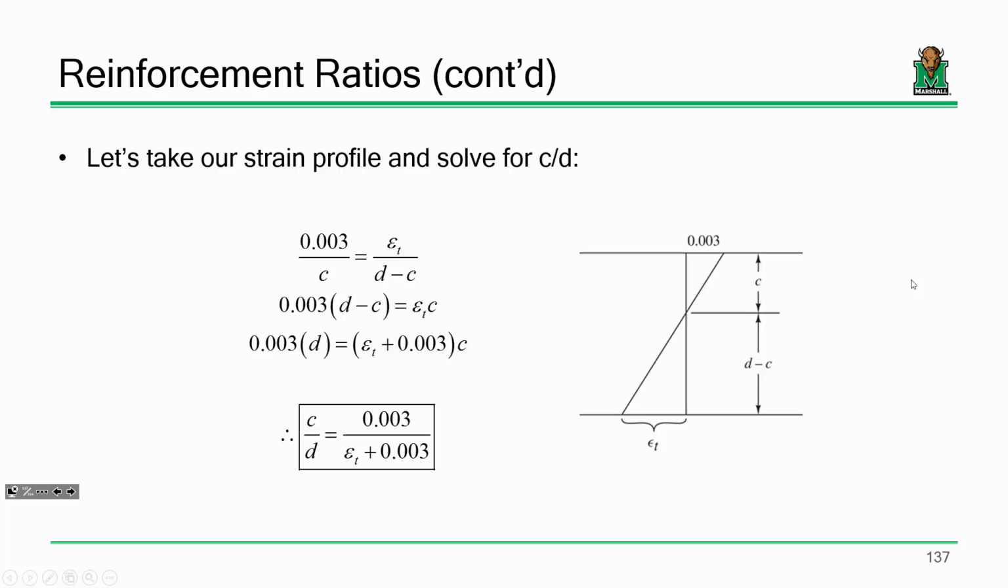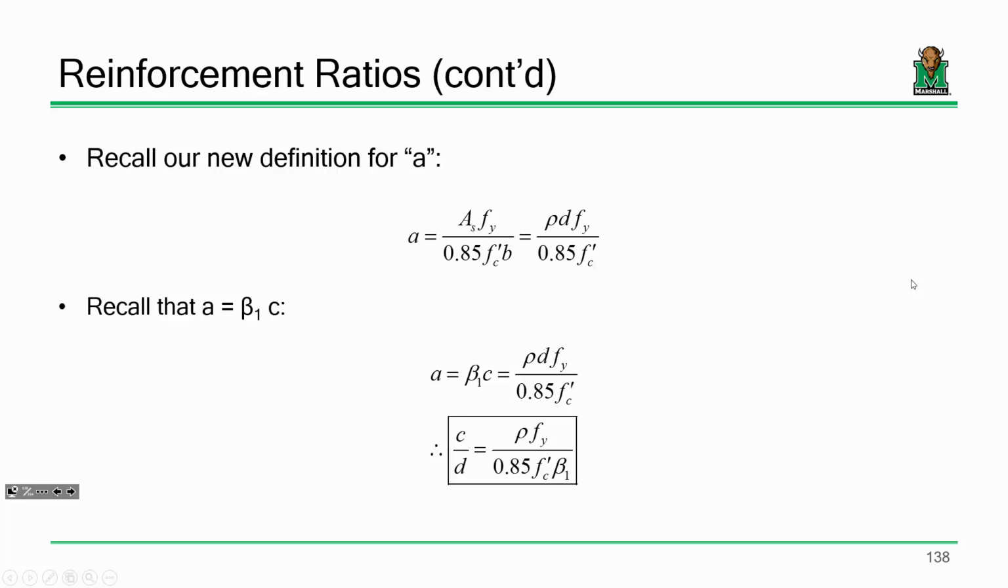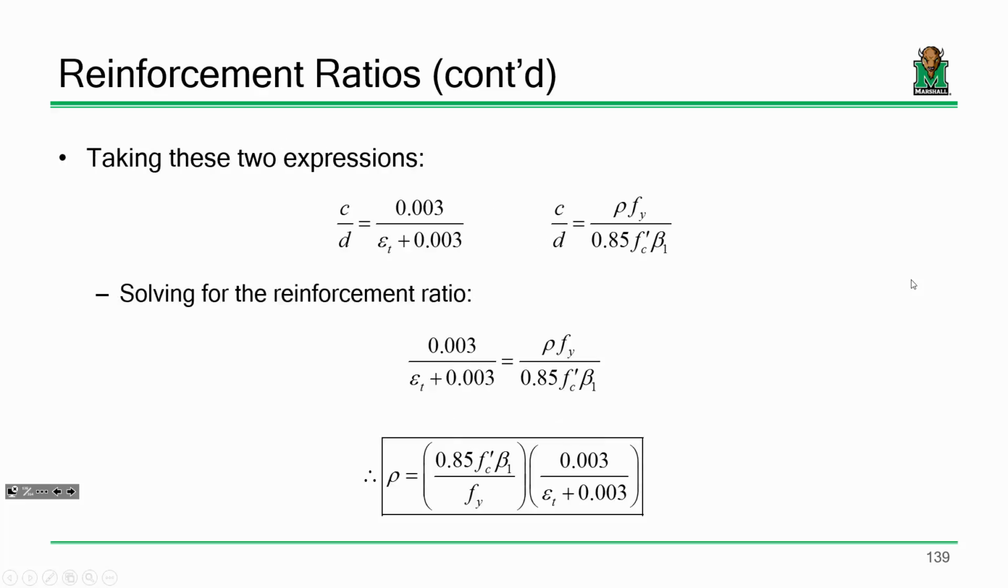You start off by looking at your strain profile, and then based off of that linear strain profile, define an expression for C over D. Then looking at your stress block and your expression of capacity, I can also write a similar expression for C over D. They must be equal to one another, so now I can define a new expression for rho as a function of material characteristics and the strain of the steel.